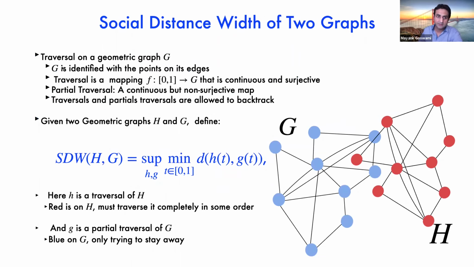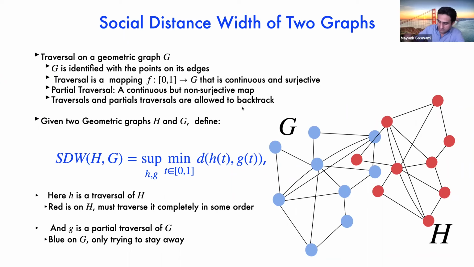So what's the setting here? First let's define what a traversal of a geometric graph is. A geometric graph will just be identified with the points on the edges. So it's basically a metric space composed of all the points that lie on the edges. And a traversal of a graph is a continuous mapping from the unit interval to the graph that is onto. So when I say traversal, I will mean an onto mapping, which means all points of the graph must be mapped.